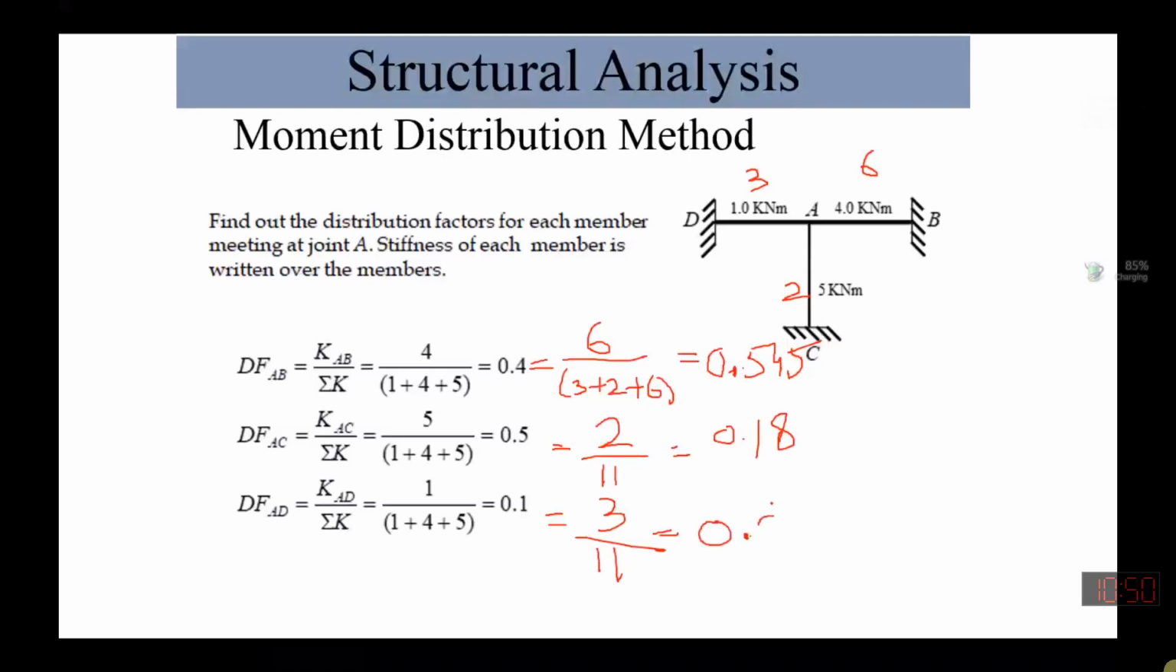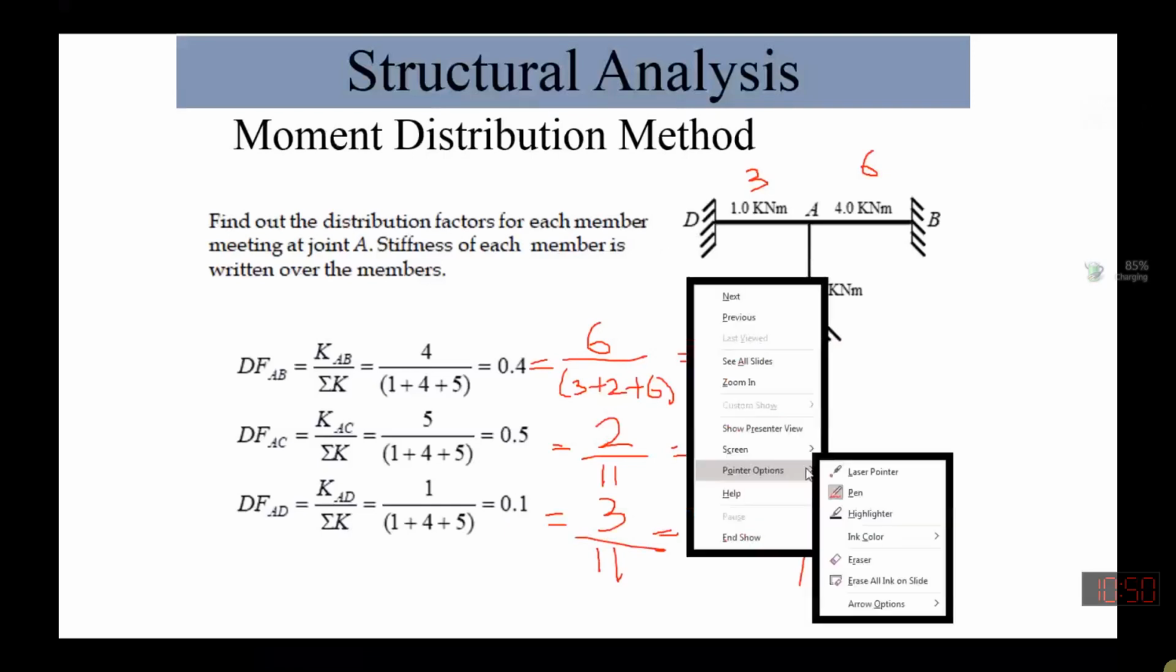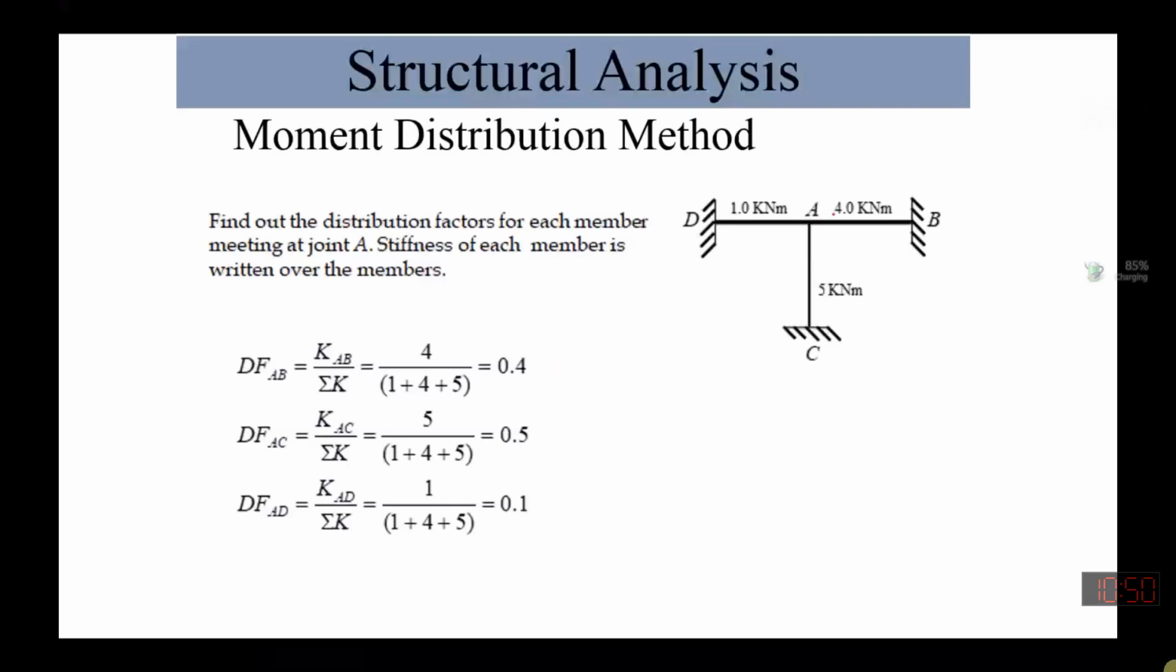So it means now you can find the distribution factor for any value, isn't it? Now if I ask you one more thing: let's say we have applied a moment over here of 10 kilonewton meter. How much will be the moment distributed to member AB? How much will be distributed to AC? And how much will be distributed to AD? Can anybody tell me?